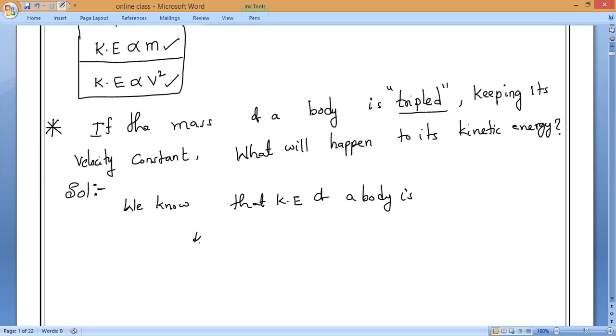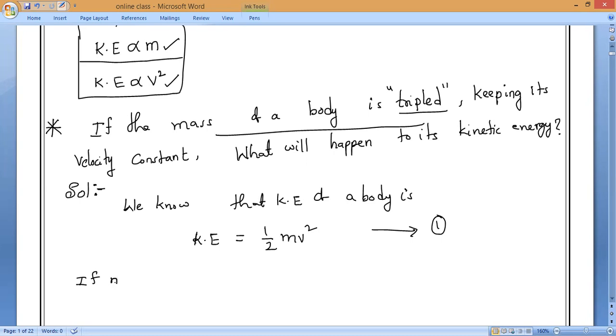Kinetic energy of a body is equal to, what is the formula, guys? Half mv square. Let me take this as equation 1. Now, if the mass of the body is tripled, what do you mean by that, guys? Everybody, check it here. The mass of the body is tripled.